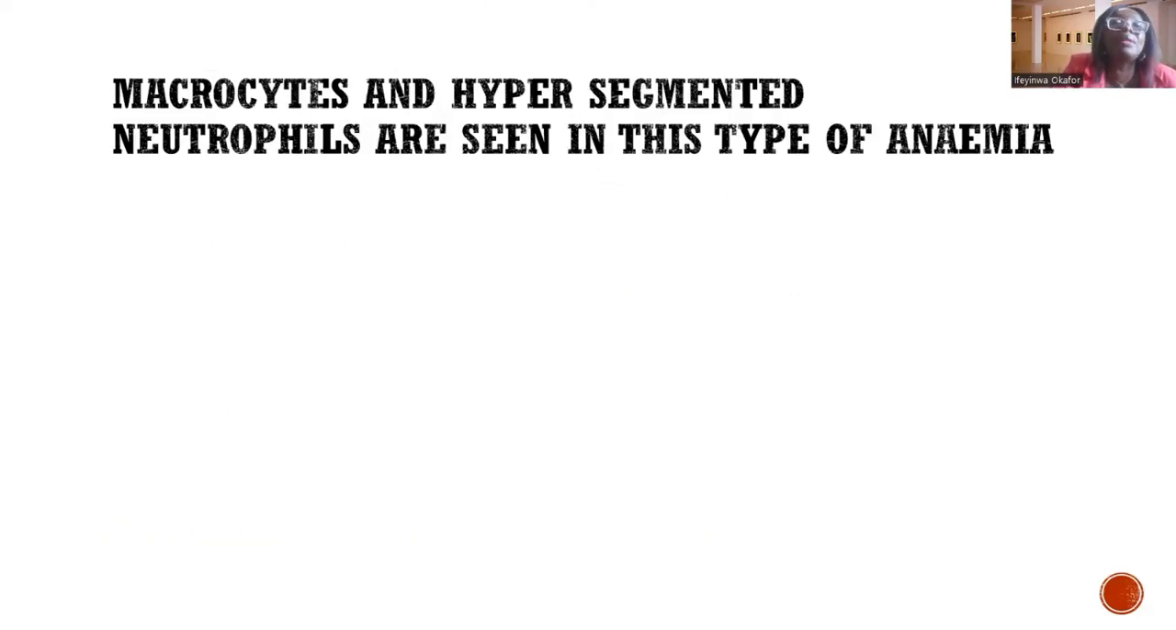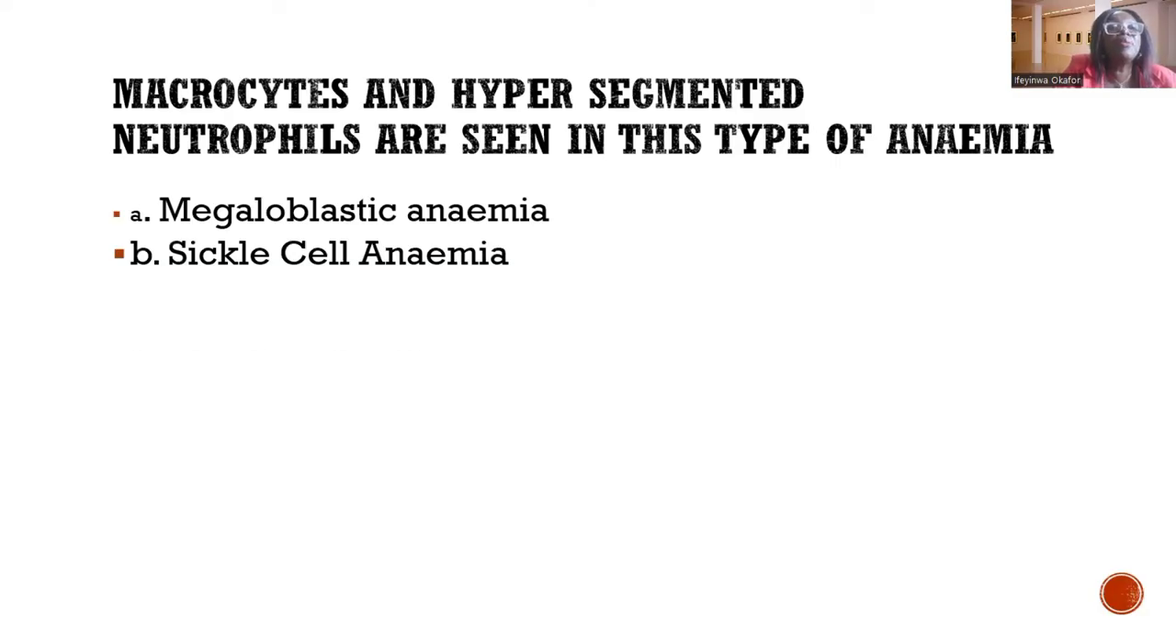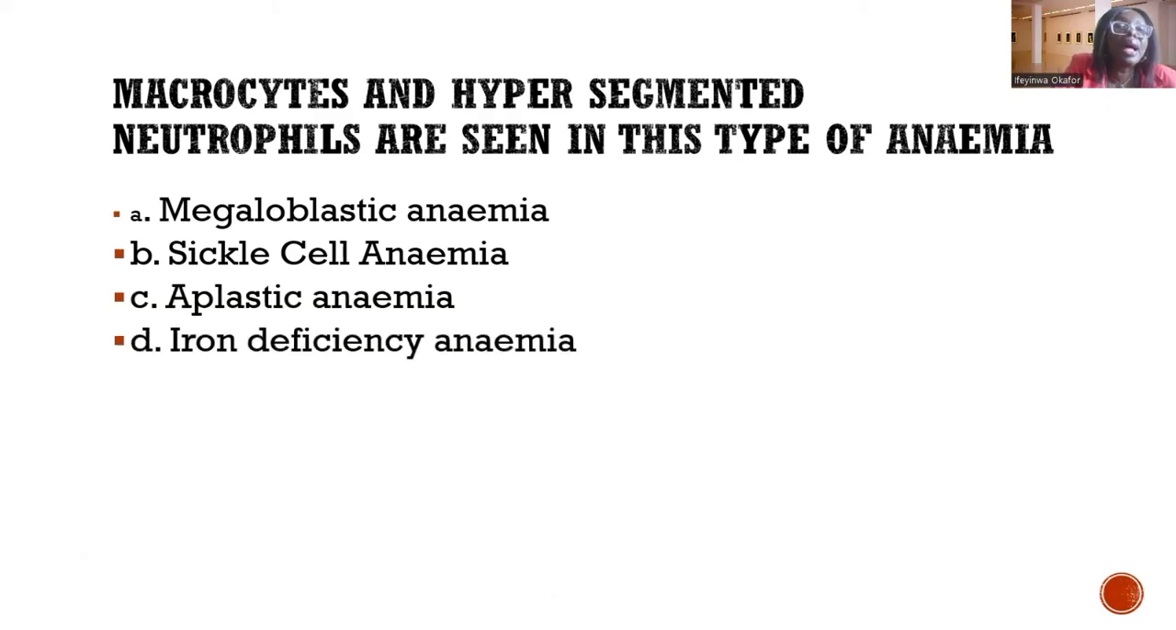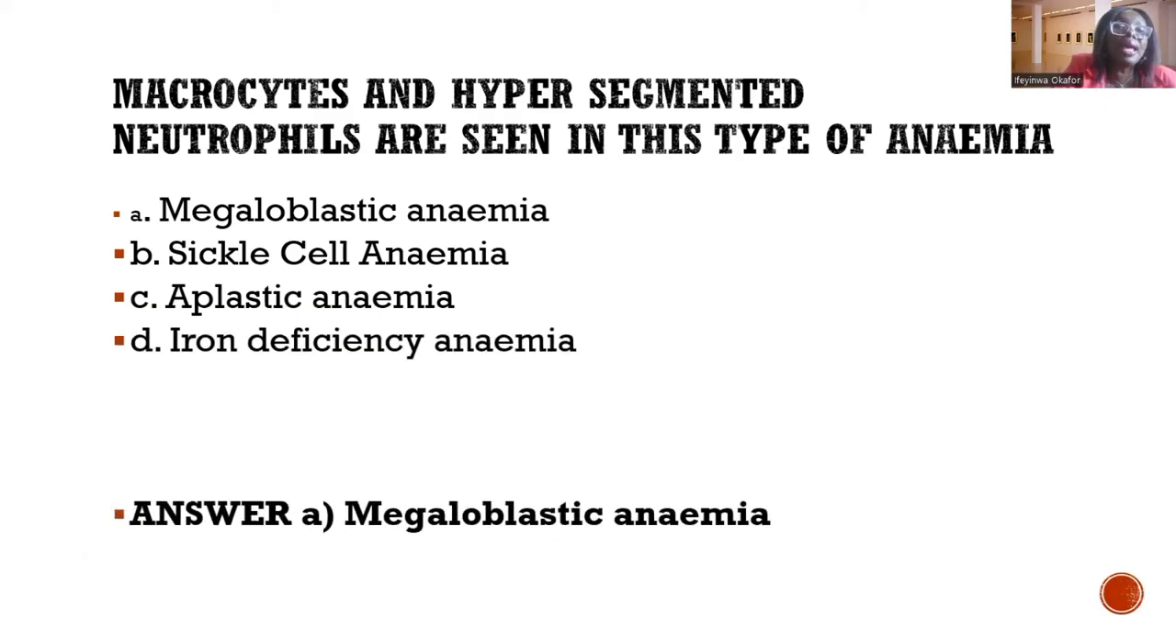Macrocytes and hypersegmented neutrophils are seen in this type of anemia. We have megaloblastic anemia, sickle cell anemia, aplastic anemia, iron deficiency anemia. The answer is A, megaloblastic anemia. Macrocytes and hypersegmented neutrophils are actually diagnostic features of megaloblastic anemia. This can be seen in a well-stained peripheral blood film, suggestive of megaloblastic anemia. And remember that megaloblastic anemia is caused by a deficiency of B12 and folate.